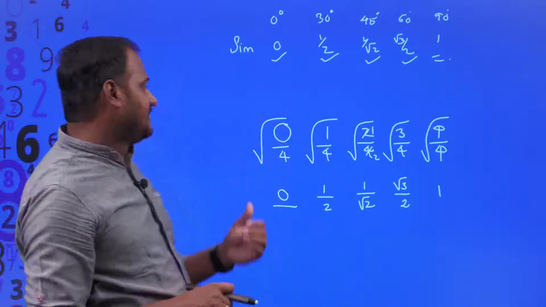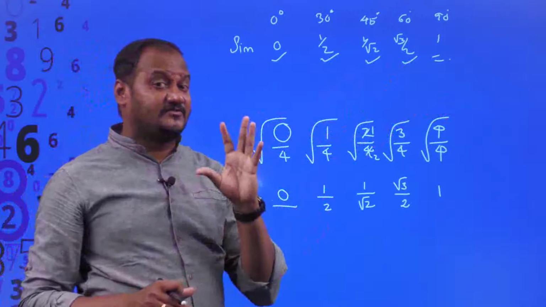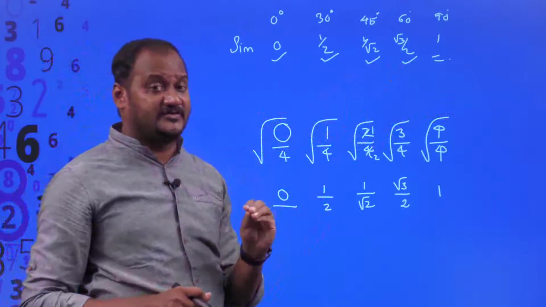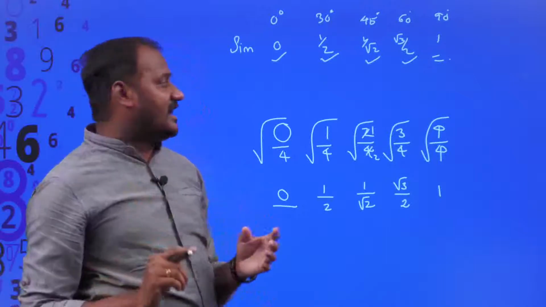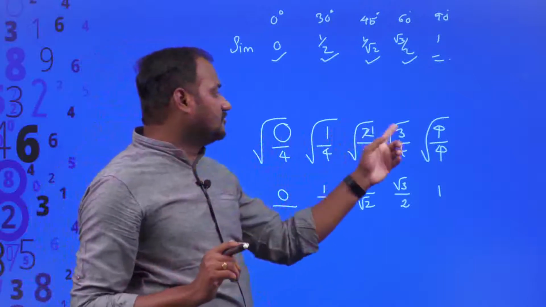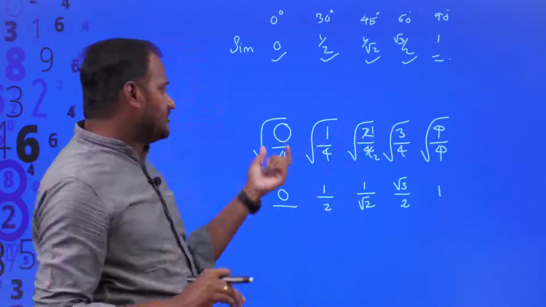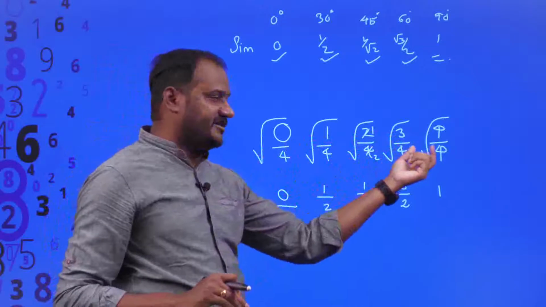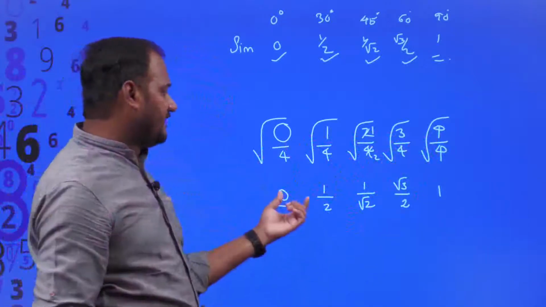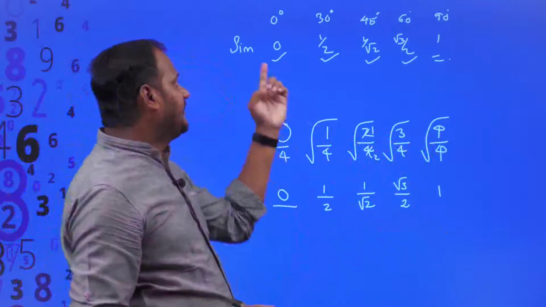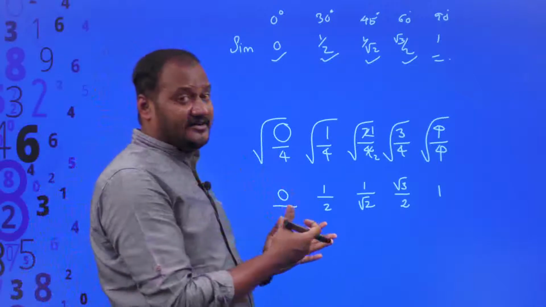I repeat. To remember the values of sine, you will have to consider the first 5 whole numbers. What are those? 0, 1, 2, 3, 4. After writing 0, 1, 2, 3, 4, divide every single number by 4: 0 by 4, 1 by 4, 2 by 4, 3 by 4, 4 by 4, and then take the square root of every single number and find out those values. Those values are the values of sine. This is just a hint so that you can remember how these values are derived.